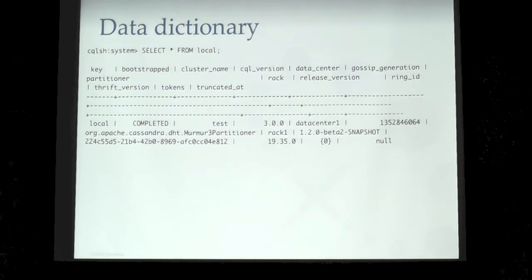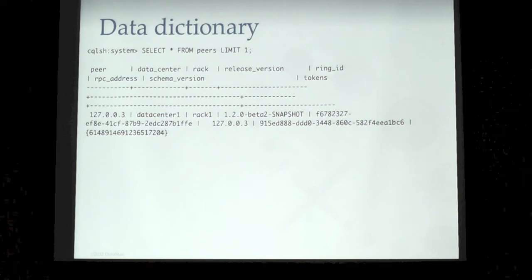Before 1.2, we would actually force out all the commit log entries, which means we'd have to flush every column family in the system to be able to remove the data from the commit log physically, which is a much more expensive operation. So this is one way that we've optimized truncate in 1.2. We also have a table called peers that gives us more information about the other nodes in the cluster. It says, what does this node know about the other nodes in the cluster?